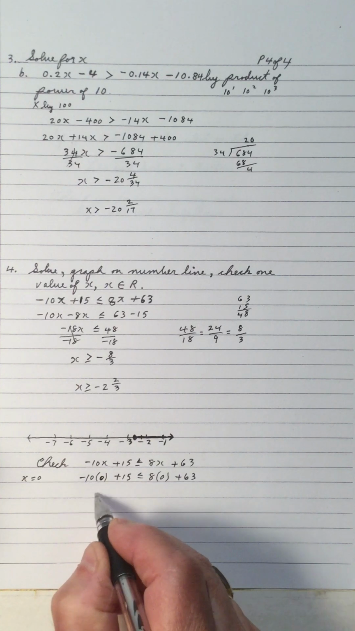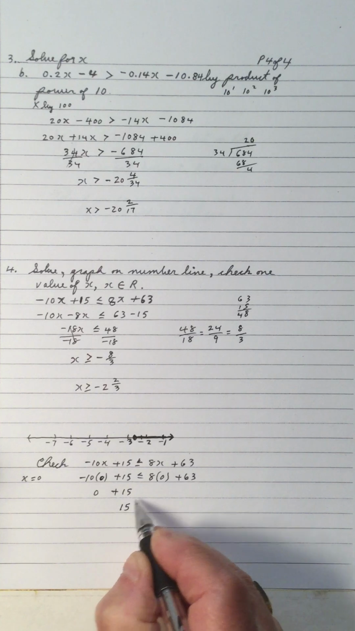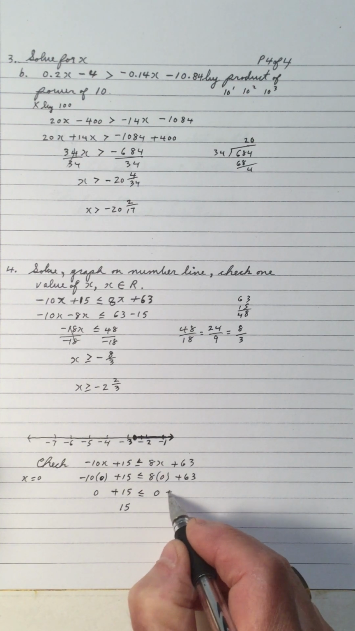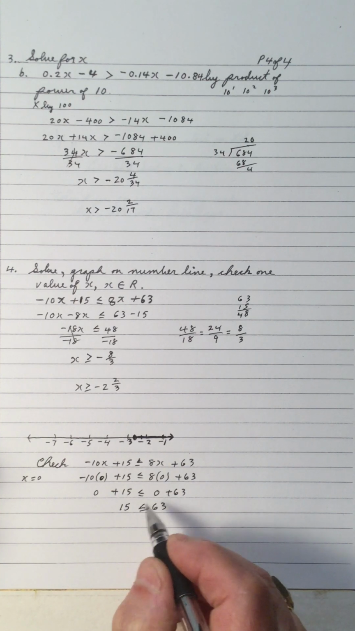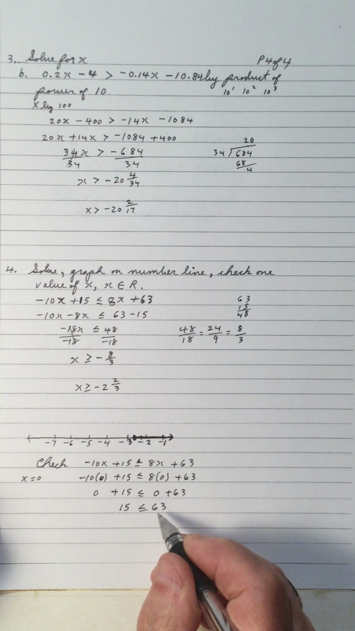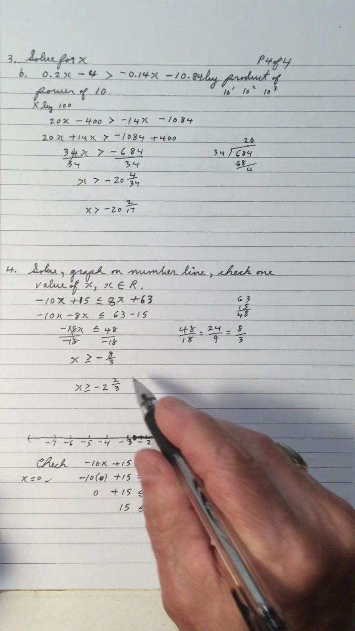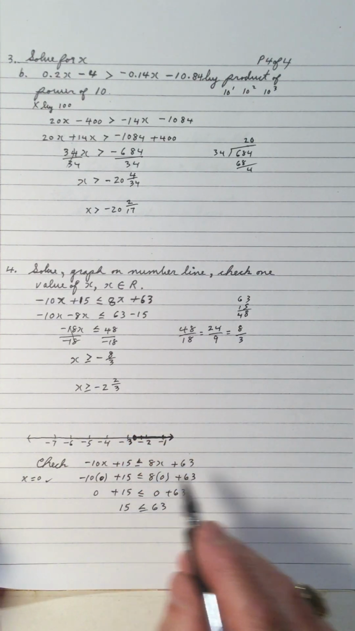the negative 10 times 0 is 0. So that gives me 15. 8 times 0 is 0, plus 63. So 15 is less than 63. It's correct. So 0 is okay. So let's assume that this answer is okay. So that's checking it out.